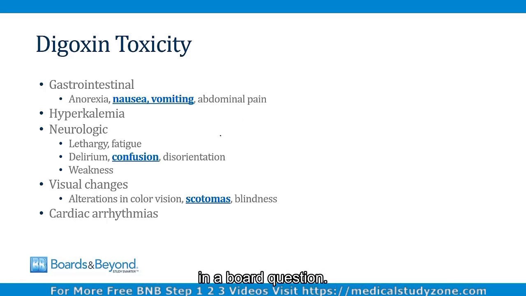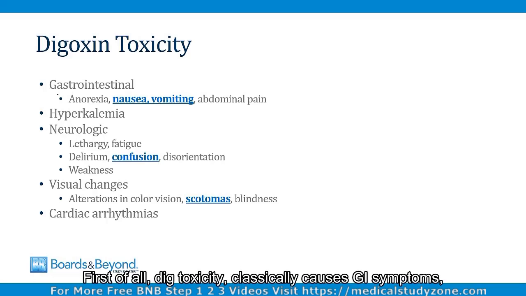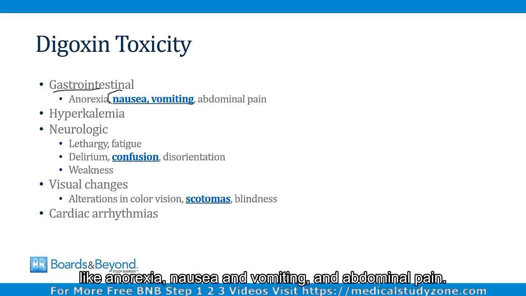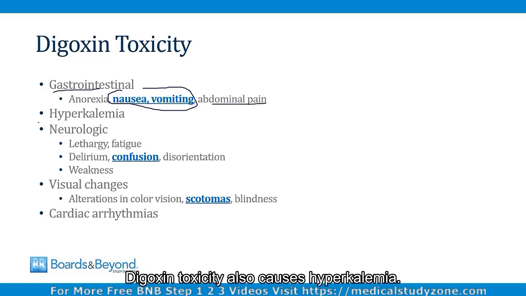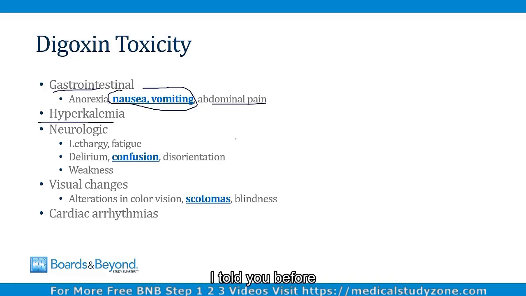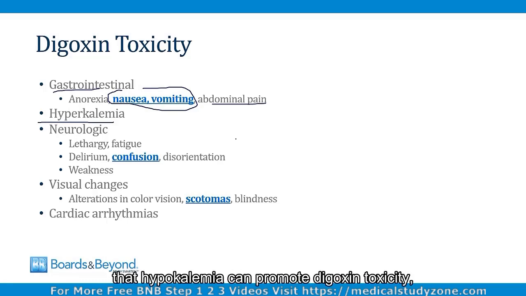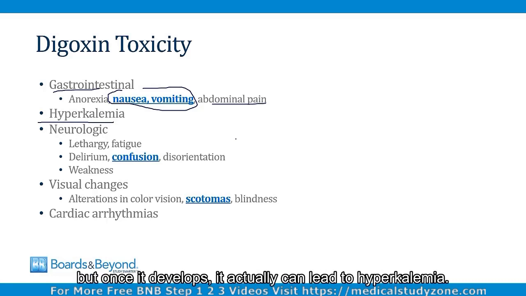First of all, dig toxicity classically causes GI symptoms like anorexia, nausea and vomiting, and abdominal pain. Digoxin toxicity also causes hyperkalemia. I told you before that hypokalemia can promote digoxin toxicity, but once it develops, it actually can lead to hyperkalemia.